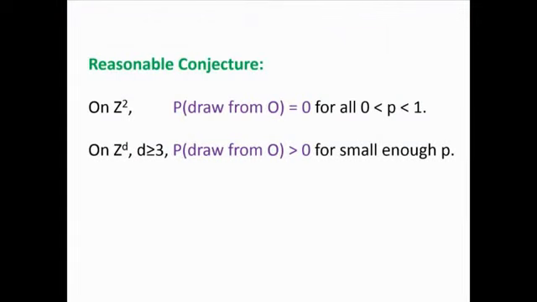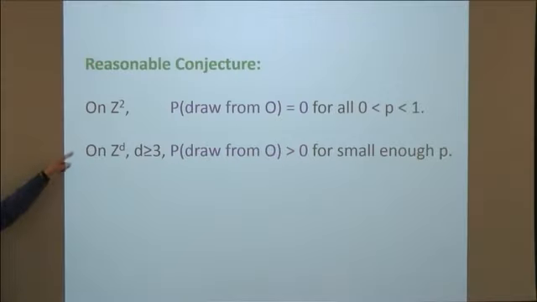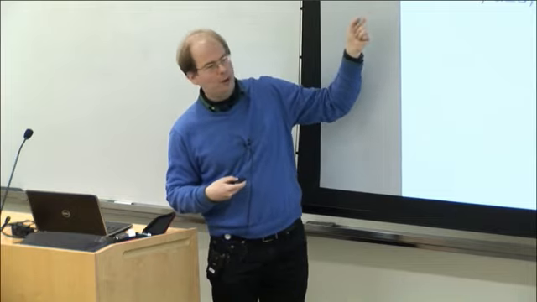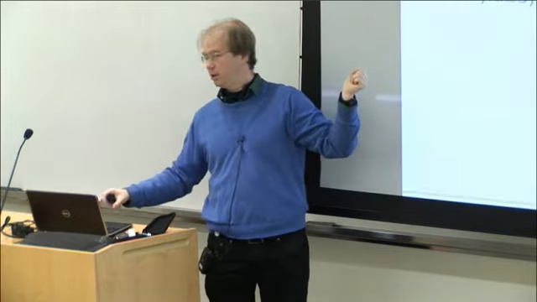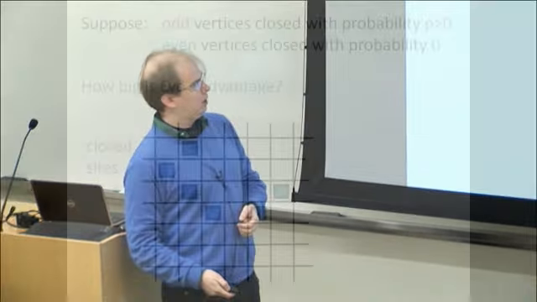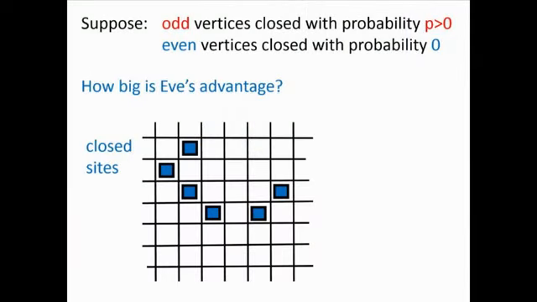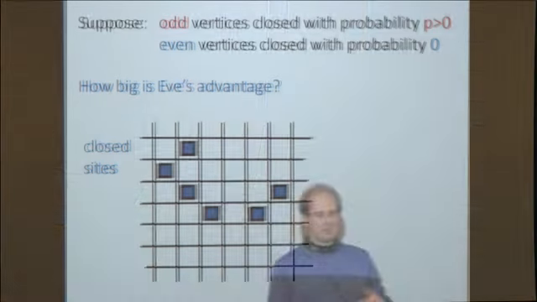But as I said, a reasonable conjecture is that on Z^2, maybe for all p, you have no draws. And again, we don't really have much to back this up. But if I had to guess, I would say in 3 or more dimensions, perhaps you do have a phase transition. You do have draws for p small enough. We can't prove any of that, so we backed off to see if there was something we could prove.